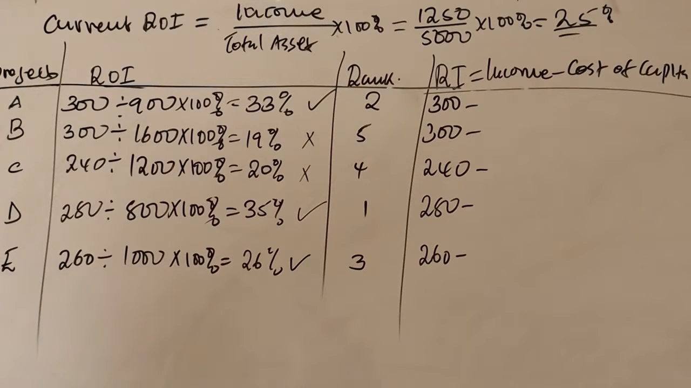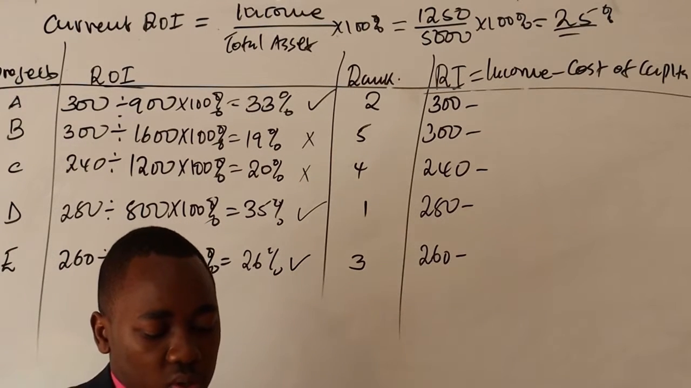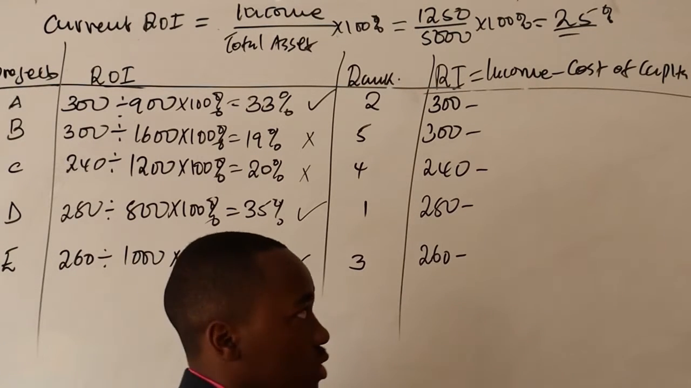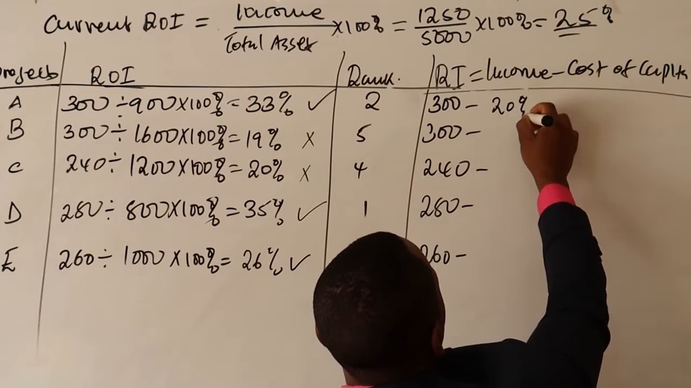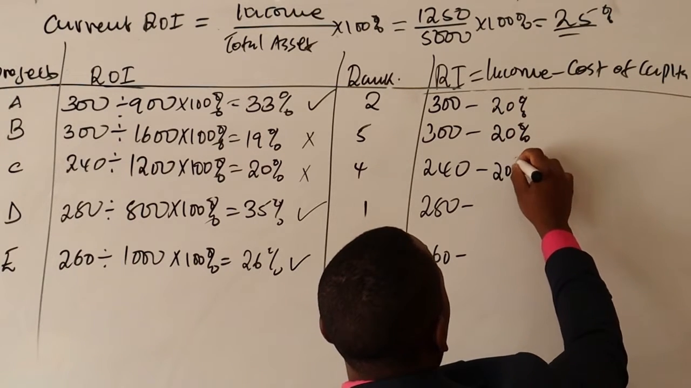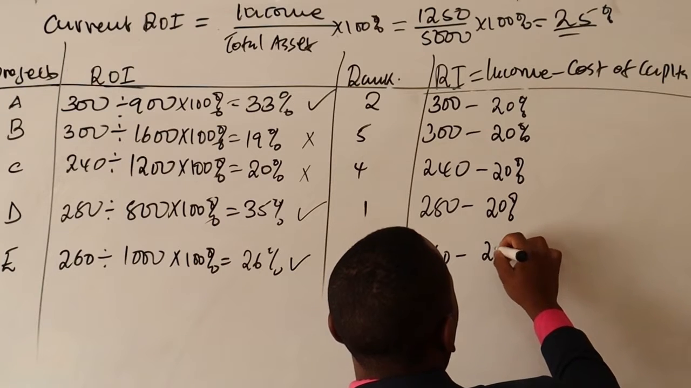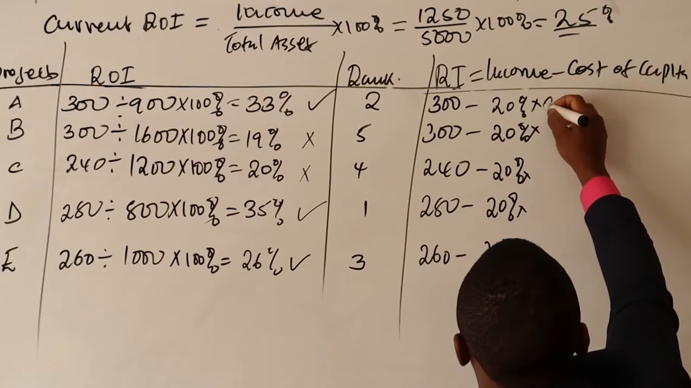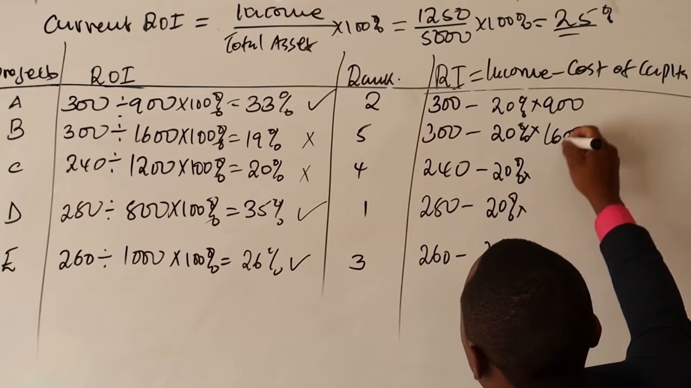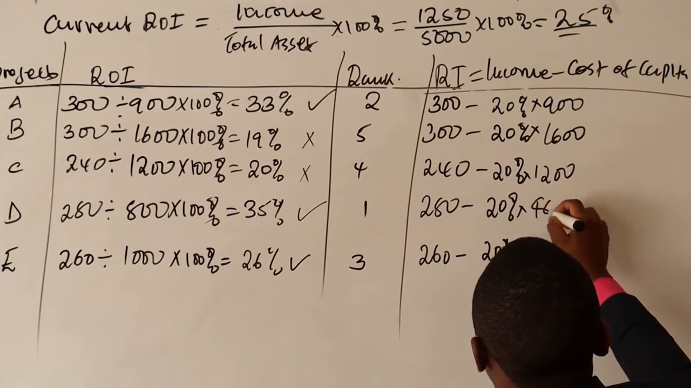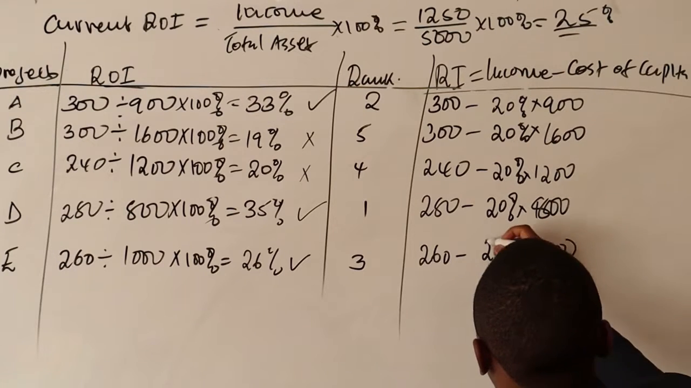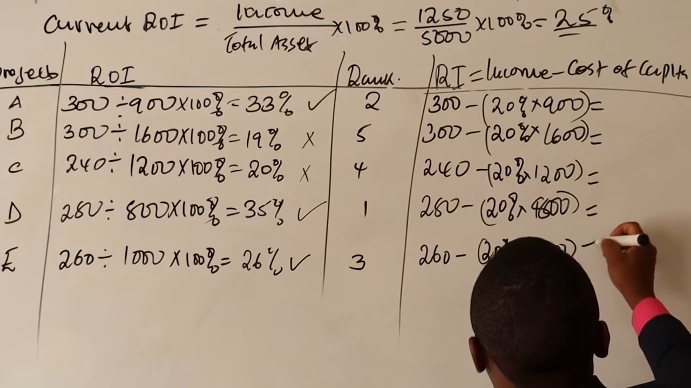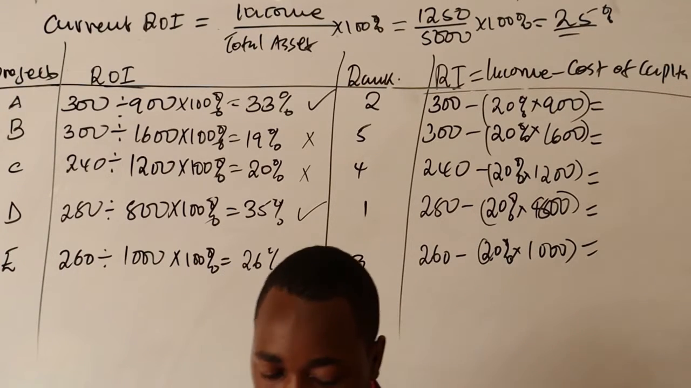Let's go to additional information number 2. You are told that the minimum required rate of return of the company is 20%. So, to get the cost of capital, you take 20% of the capital. And how much was the capital? The capital for project A was 900,000, then 1.6, 1.2, 800, and 1 million. So like that.